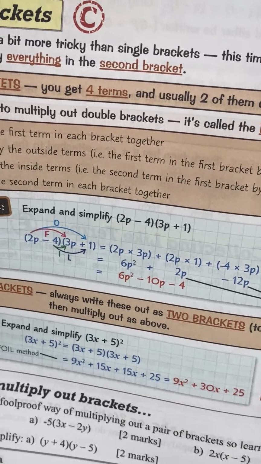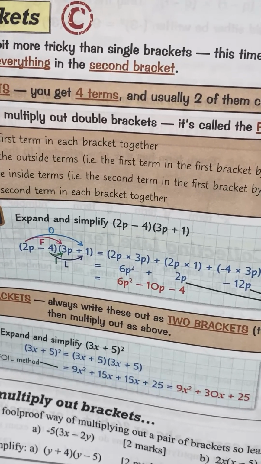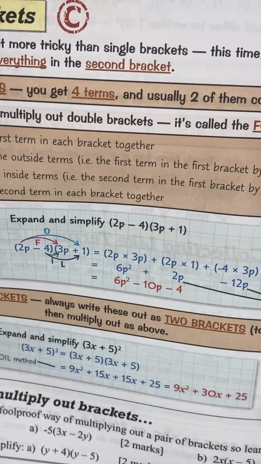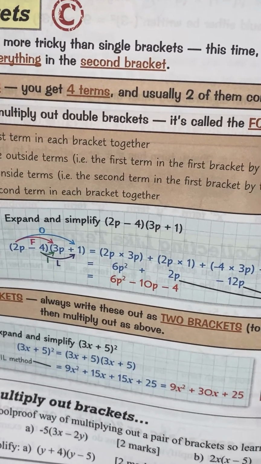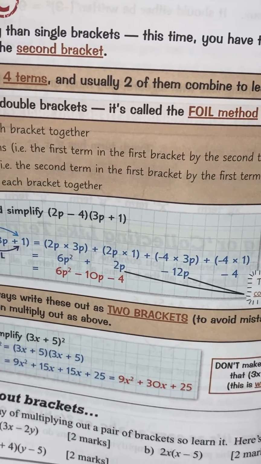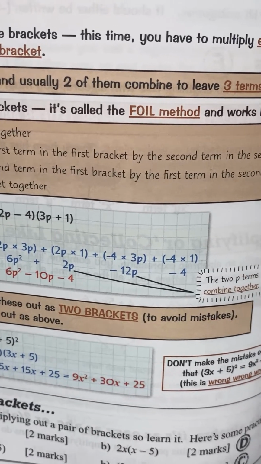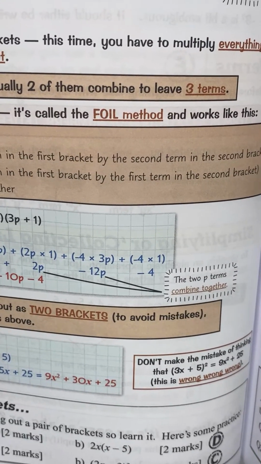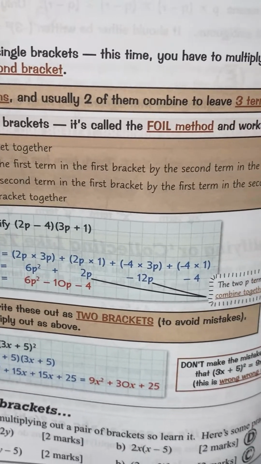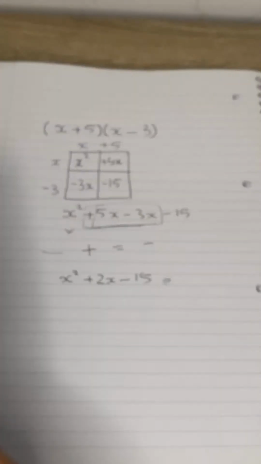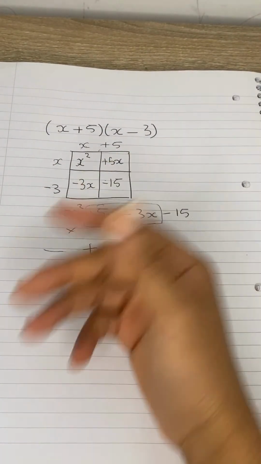Imagine instead of p it is x. 2x minus 4, 3x plus 1, and then you times them like that. It looks confusing on this, but basically that is what we did here.